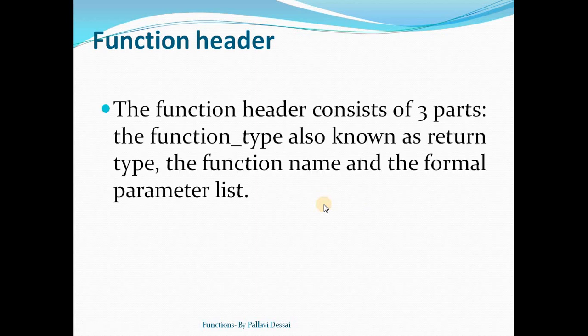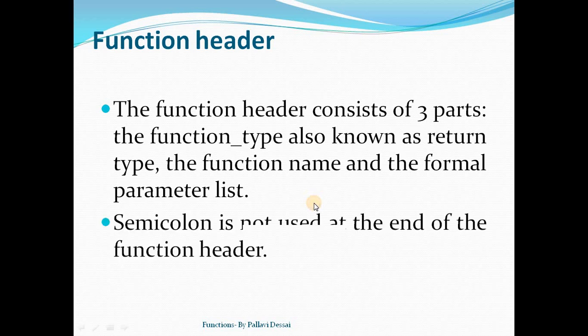The function header consists of 3 parts: the function type, also known as the return type, the function name and the formal parameter list. Semicolon is not used at the end of the function header. Second is name and type.